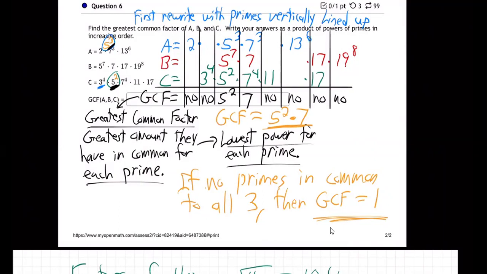Questions on that? So again, we're just taking the lowest power for each prime. When it comes to 2s, the lowest power is none. When it comes to 3s, the lowest power is none. When it comes to 5s, the lowest power was 2. When it comes to 7s, the lowest power was just a single 7. When it came to 11s, the lowest power was none. 13s, none. 17s, none. 19s, none. So there we go. Questions on that?